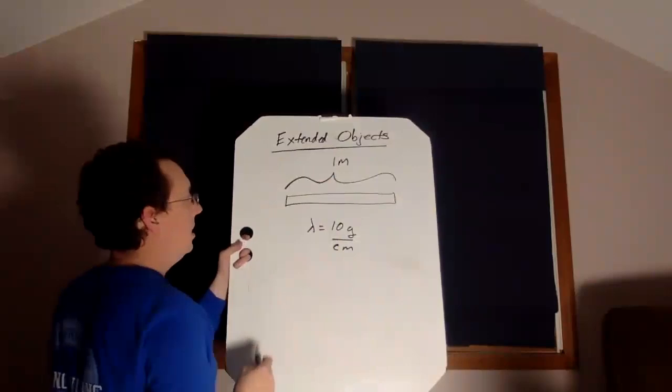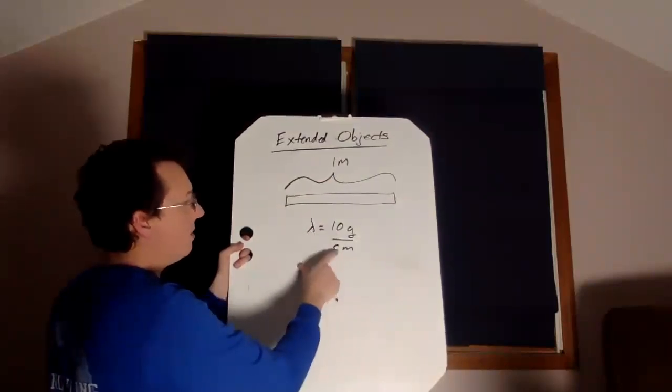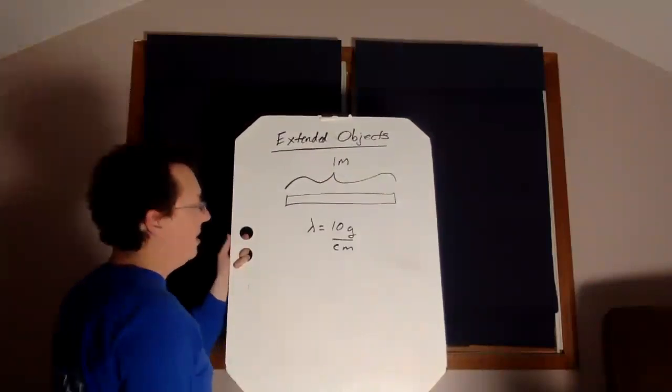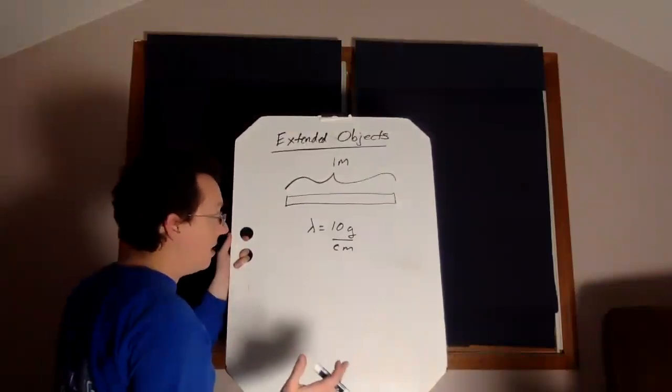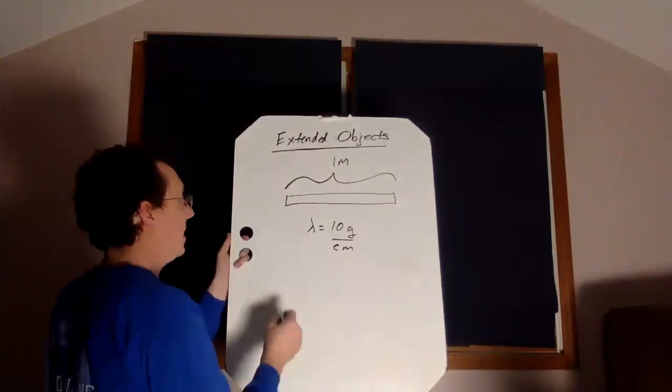Okay. Well, what's the total mass? Well, if the density is a constant 10 grams per centimeter, and the total length is 100 centimeters, the total mass is going to be 100 times 10. It's going to be 1,000 grams. It's going to be a kilogram. Let's see how that comes out of the calculus.